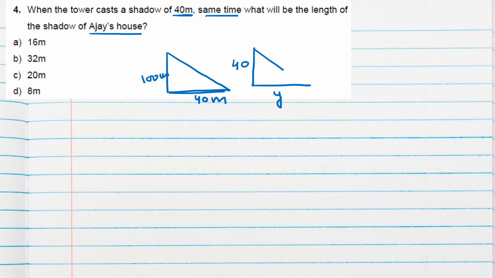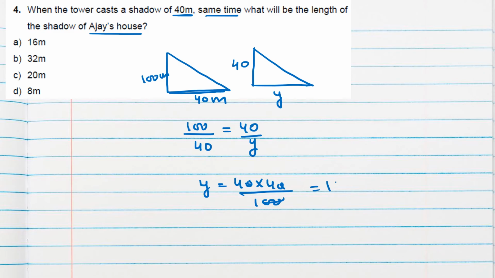Let it be y. Again, both are similar. We'll take the ratio of the sides, 40 by y. So we can reshuffle: y is equal to 40 into 40 by 100. So this will go, and the answer will be 16 meters. So option A will be correct.